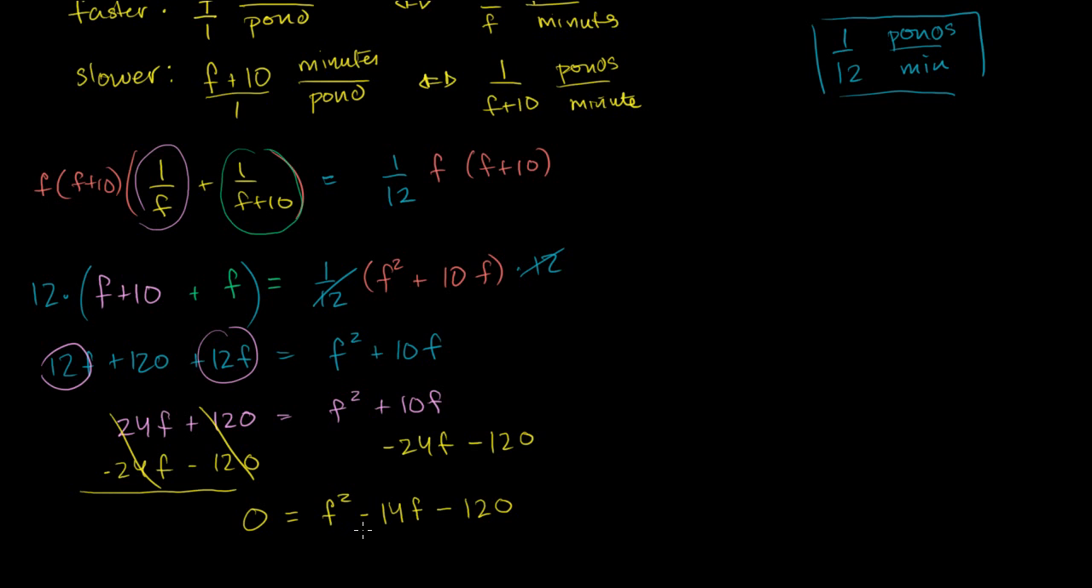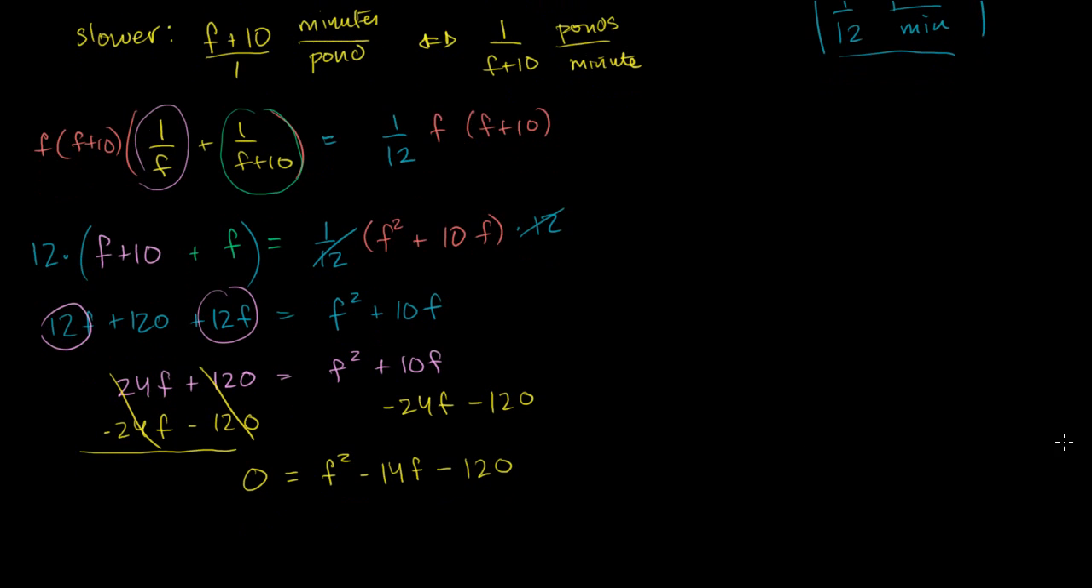10f minus 24f is negative 14f minus 120. Now, we could factor this. Let's see, if you do 20 times 6, yeah, that looks like it would work. So negative 20 and 6, when you take their product, give you negative 120, and negative 20 plus 6 is negative 14. So we could factor this right-hand side as 0 is equal to f minus 20 times f plus 6. When you multiply negative 20 times 6, you get negative 120. Negative 20 plus 6 is negative 14.